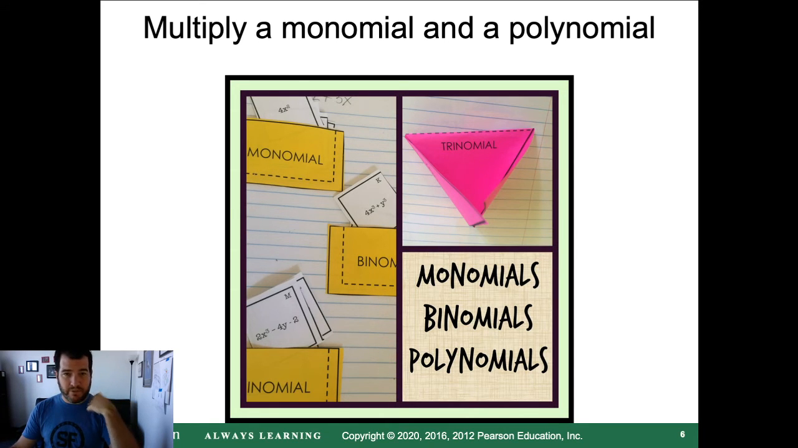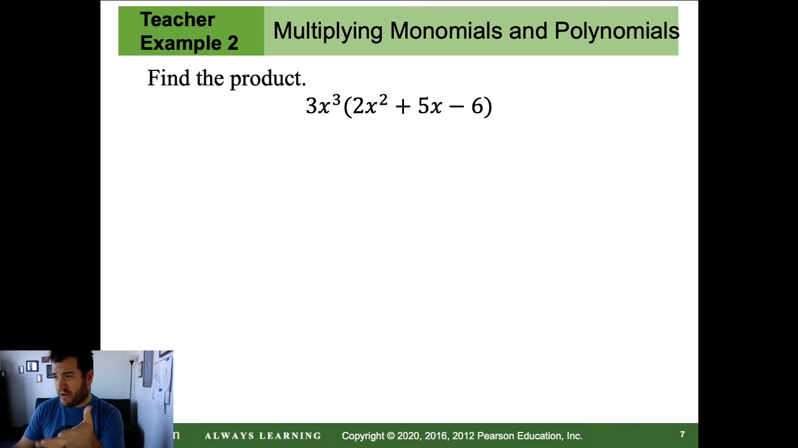Those are, again, separated by plus and minus signs. And then a polynomial is anything more than that, right? So here, I've got 3x cubed times the trinomial of 2x squared plus 5x minus 6. So what I have to do here is distribute this 3x cubed to each part. And that's the hardest part of this, remembering the 3x cubed doesn't just go to the 2x squared, but it also goes to the 5x and to the 6.